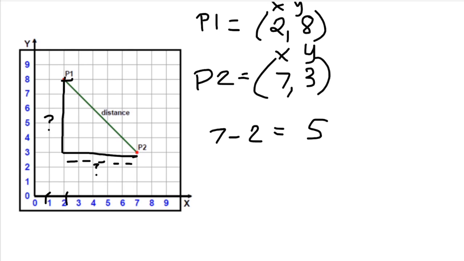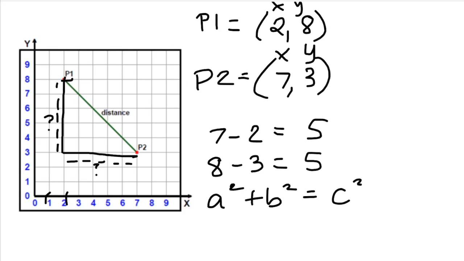Again, if you have it plotted, you can literally just count 1, 2, 3, 4, 5. Our vertical change is also 5, but if you just have the ordered pairs and you're just finding the distance between those 2 pairs, you can do 8 minus 3, and subtract those y values to get 5. So now we have 2 legs, and we're trying to find the distance between point 1 and point 2. And we already know that we could use the Pythagorean theorem, a squared plus b squared equals c squared.